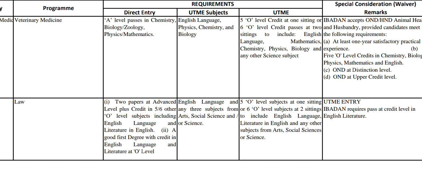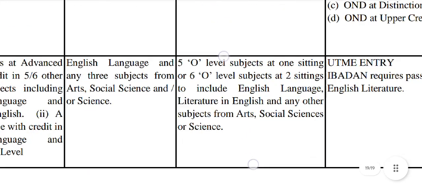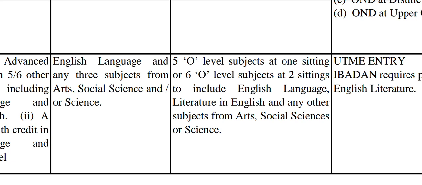So the reason, let me point out. Okay, 5 O-level subjects at one sitting or 6 O-level subjects at two sittings, to include English language and literature in English. That means English language is compulsory, literature in English is compulsory, and any other subjects from arts, social sciences or science. So you can use biology, physics, chemistry, English and literature to apply for law if you have it. Either you are combining or you are using one.